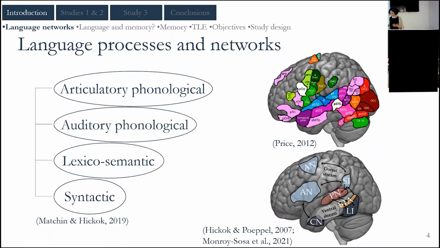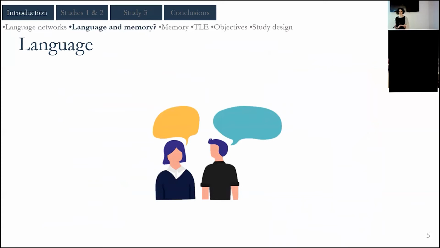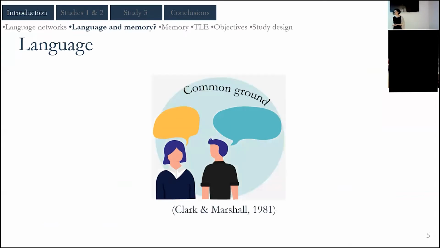The main function of language is to send our messages to others, to communicate them. So let's see how these processes are engaged in everyday communication. When we communicate with others, we formulate our message so that the other person can understand us. We do so by relying on what we know about that person, what we think that person thinks or believes. In other words, we rely on common ground. Common ground is the shared knowledge between communicative partners.